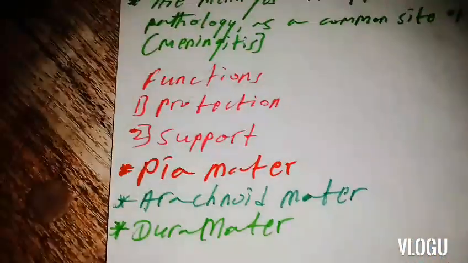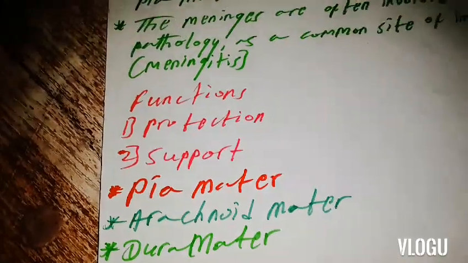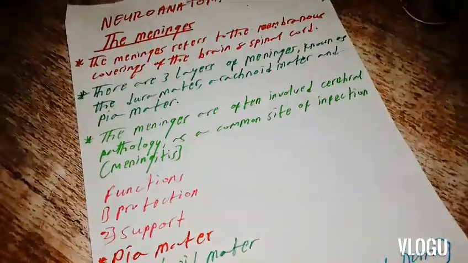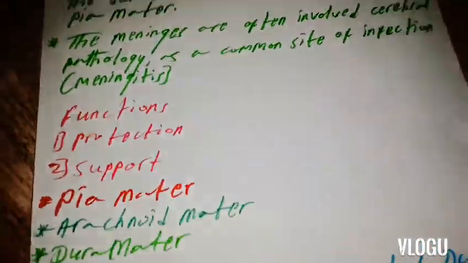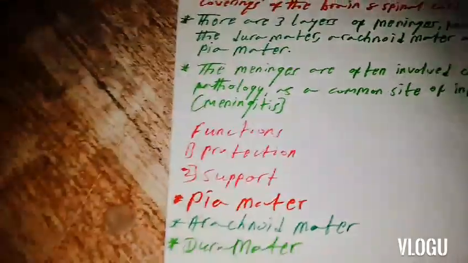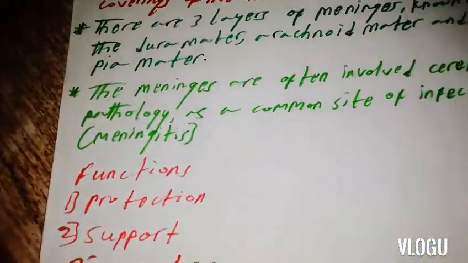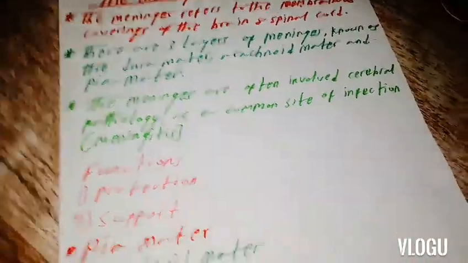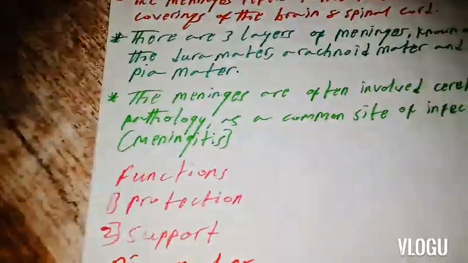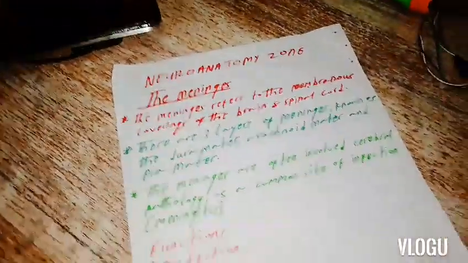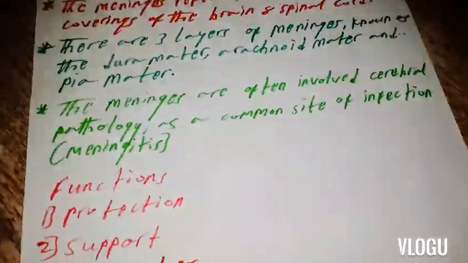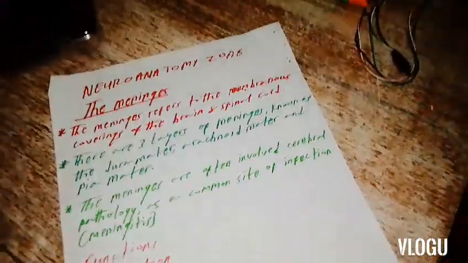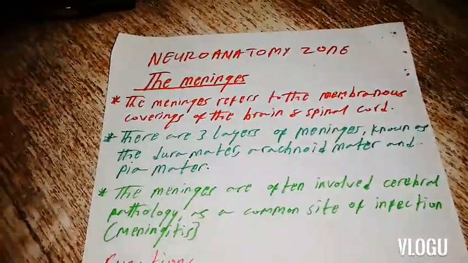The pia matter wholly follows every contour of the brain and spinal cord. It's just like a lady who wants guys to see her curves, her figure eight and hourglass structure, and so she puts on very tight clothes. The tight clothes cling closely to her body, and you can see her curves and her hourglass structure. That's how the pia matter is. It tightly follows every contour of the brain and spinal cord.